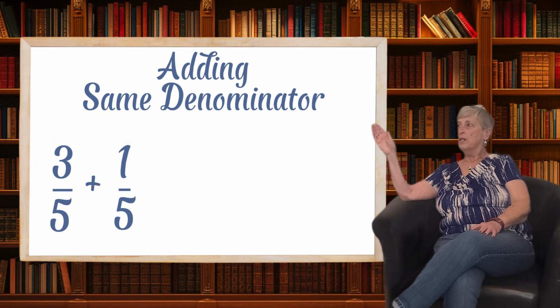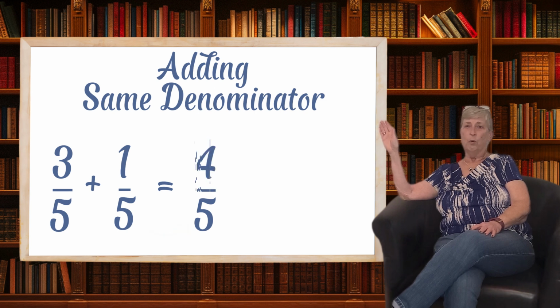So here in our example, we have 3/5 plus 1/5. We keep the 5 for our bottom number, and we simply add the top numbers. So 3 plus 1 equals 4. So 3/5 plus 1/5 equals 4/5. It's just that simple, folks.